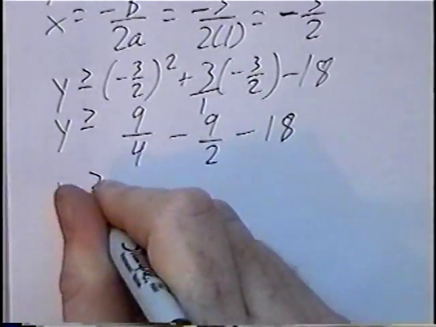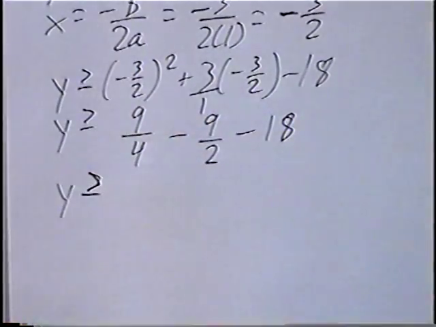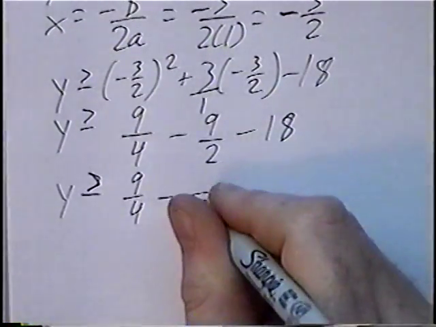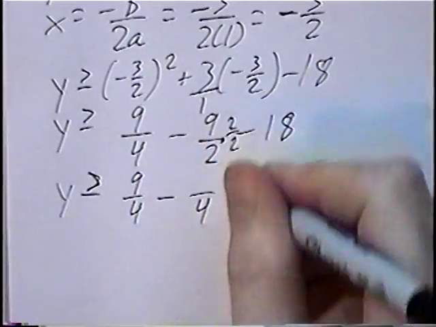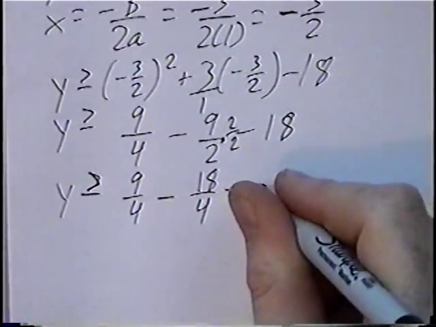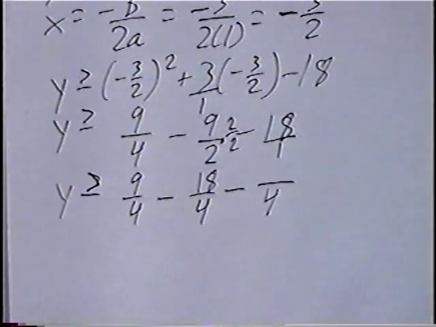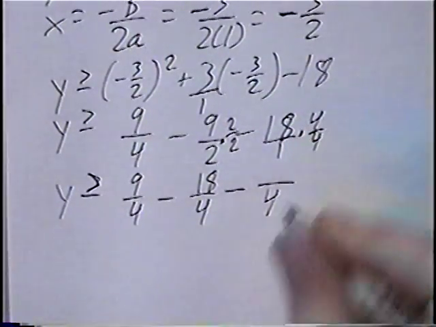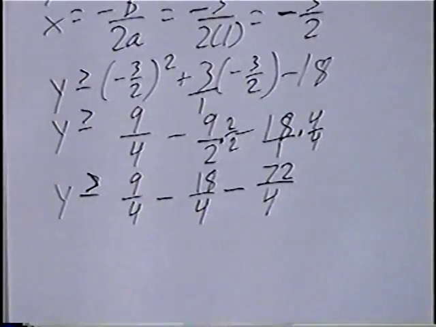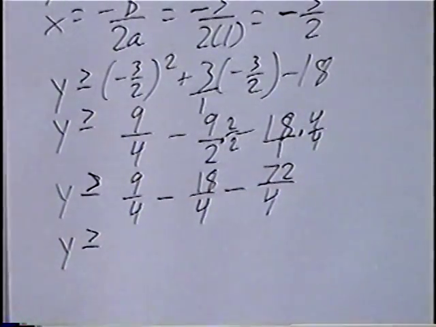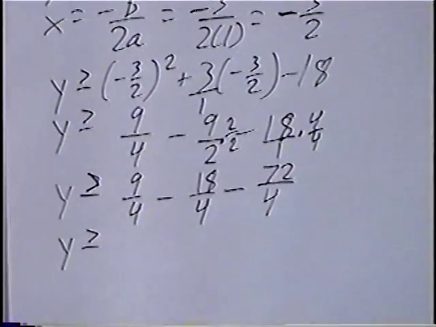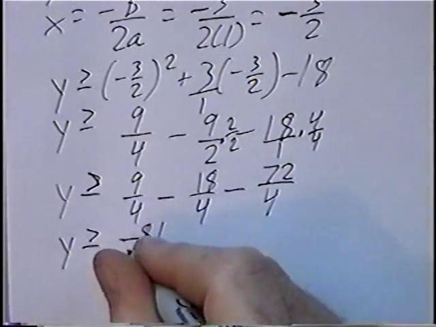Solving from here, we have y is greater than or equal to. Getting common denominators, we can leave 9 over 4 the same. 9 over 2, we can rewrite with a 4 by multiplying by 2. So we'll have minus 18 over 4. And the negative 18, we can also write with a common denominator. If we have 18 over 1, we can multiply numerator and denominator by 4. And that would give us negative 72 over 4. Simplifying, y is greater than or equal to 9 minus 18 would be negative 9, and negative 9 minus 72 would be negative 81 over 4.